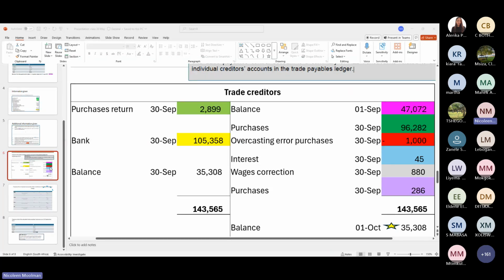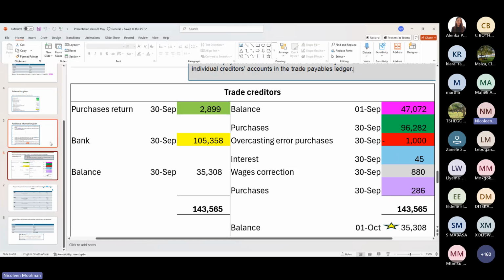For me it always helped to just draw T accounts, and you can see what you debited, what you credited, and how you're going to fix the corrections, or how you're going to fix the errors that were made. Please do the question slide for wages.